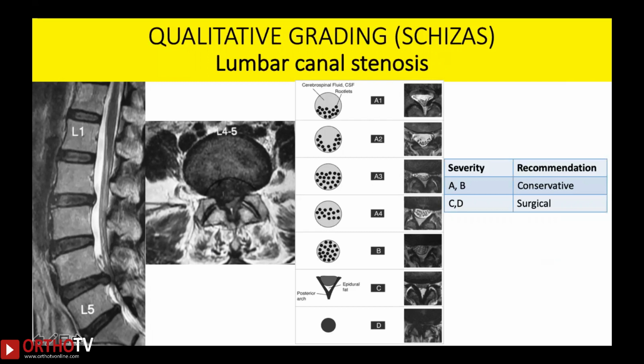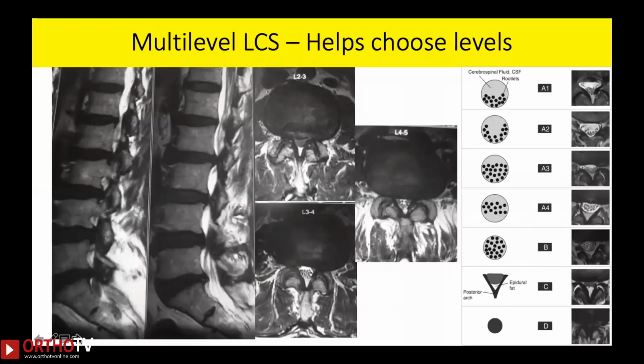Whereas in type C and type D, you cannot differentiate the individual nerve roots, and these are severe canal stenosis. These are the patients who often land up with surgical management. In patients who have multiple level lumbar canal stenosis, this qualitative Schizas grading also helps you determine the levels which need intervention.